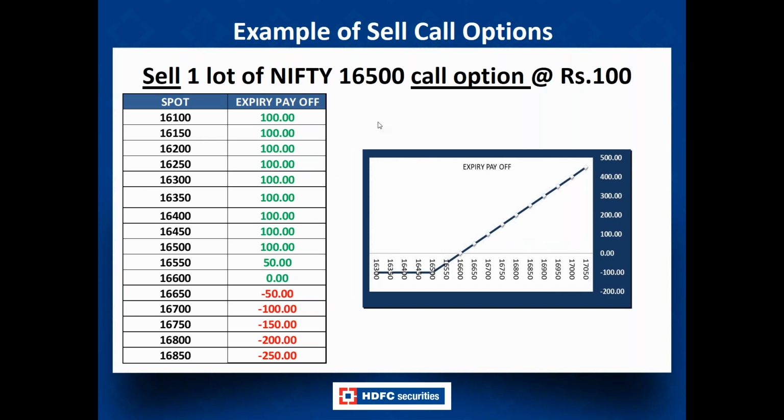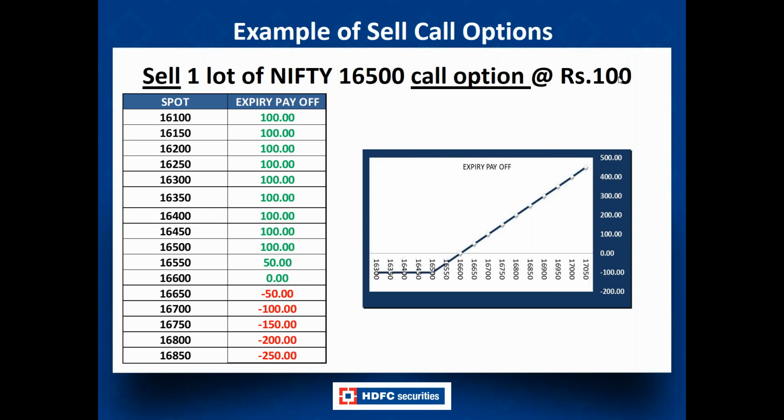Now, in the same way, if I have a bearish view that Nifty won't go above 16,500 levels, I can take advantage of it by selling call options. Here I am selling a 16,500 call option at 100 rupees. So 100 rupees is the premium, and 16,500 is known as the strike price. I am selling at 100 rupees.